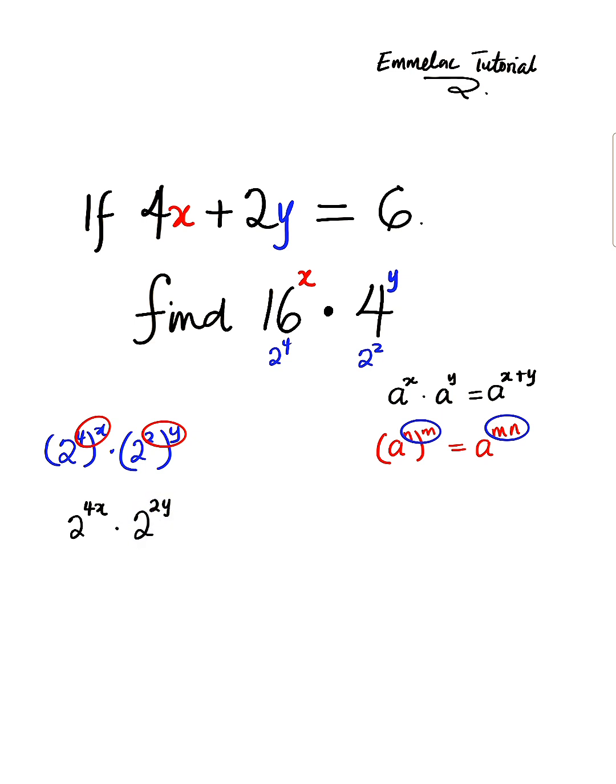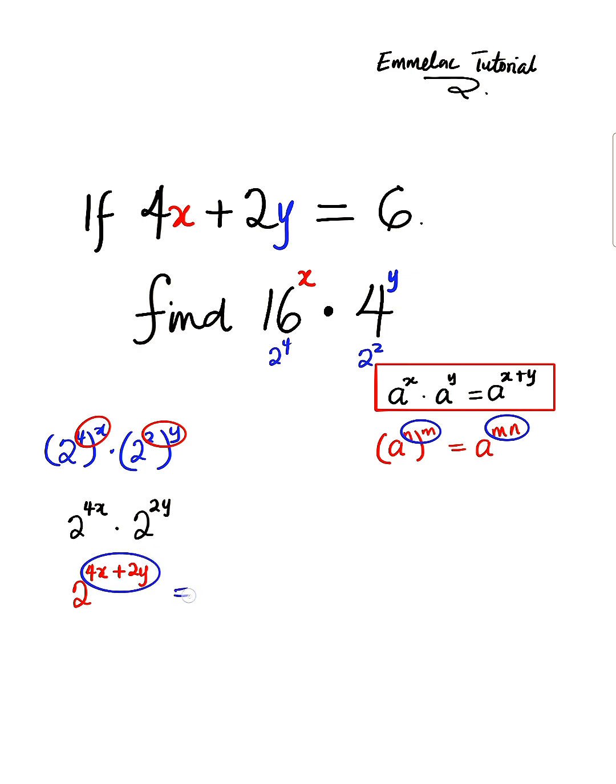Then we just need to come over to this rule and apply it here, and that gives us 2^(4x+2y), because we now have the same base. To this end, let us recall from the question that 4x + 2y = 6. So all we need to do now is replace this exponent with its value, which is 6.